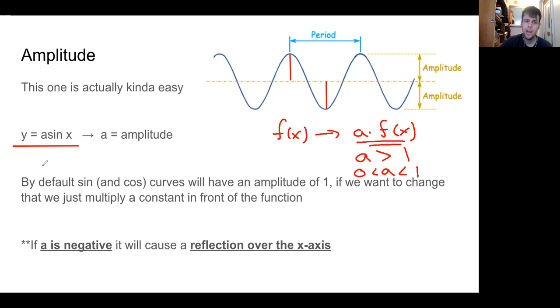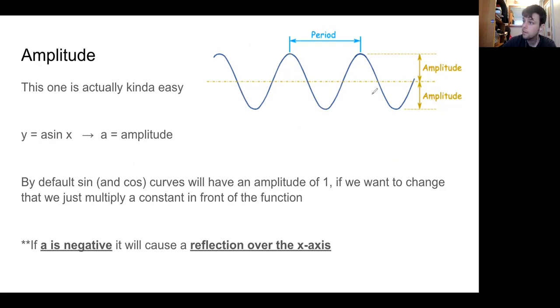That is for sine. It works the same for cosine. So it would just be a times cosine of x. That a value, whatever it is, is going to be the amplitude. So if we have a 2 in front, that means we're going to have an amplitude of 2 instead of 1. If we have a 3/4, we'll have an amplitude of 3/4. So instead of going up to 1 and down to -1, we'll go up to 3/4, down to -3/4, and so on. Again, this one's pretty simple.